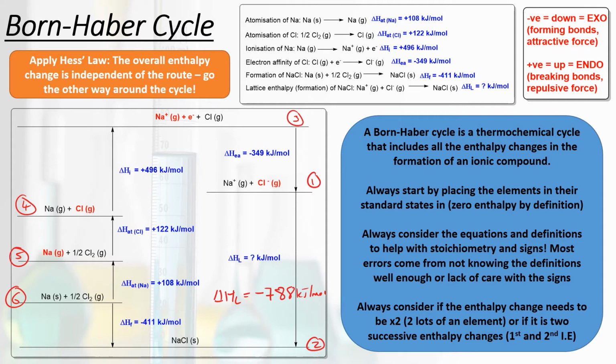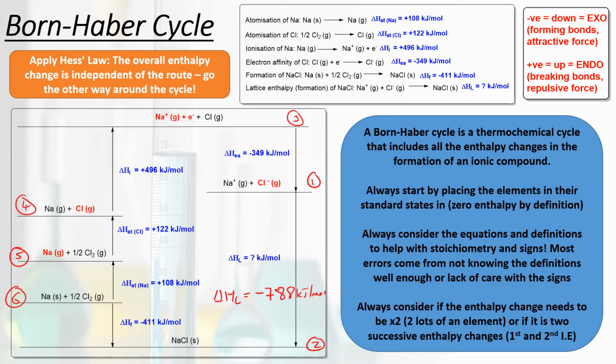Then I need to atomize my chlorine. So in this case, remember, it turns it into 1 mole of gaseous atoms. So I'm going to have Cl as a gas. And this again is why it's important to start from the half Cl2, because half Cl2 essentially is the same as Cl. But here we're going from a half Cl2 molecules as a gas to 1 mole of chlorine atoms as a gas. And again, this is why it's important to remember the actual definitions and the stoichiometries they refer to. We always have to consider whether our enthalpy change needs to be times by 2 if we have 2 lots of an element, or if it's 2 successive enthalpy changes that have different numbers.